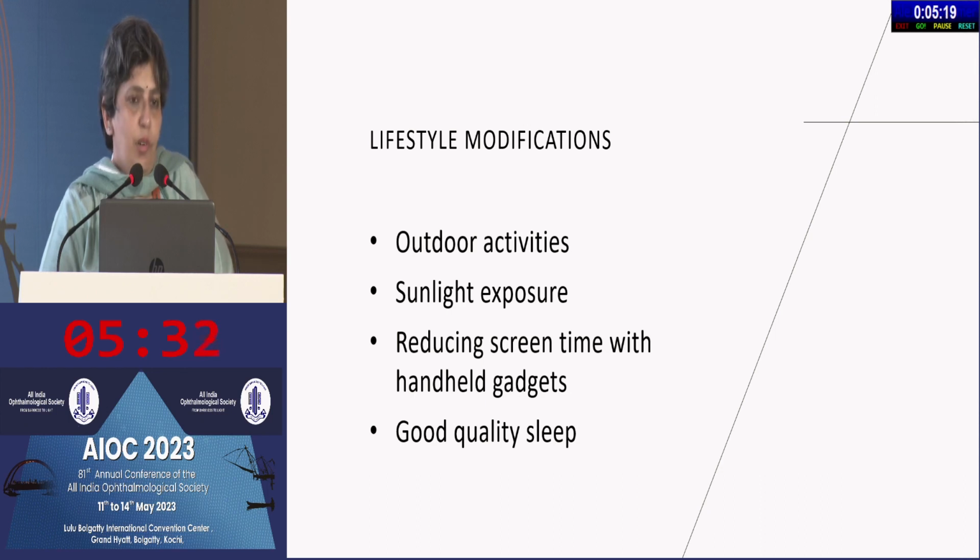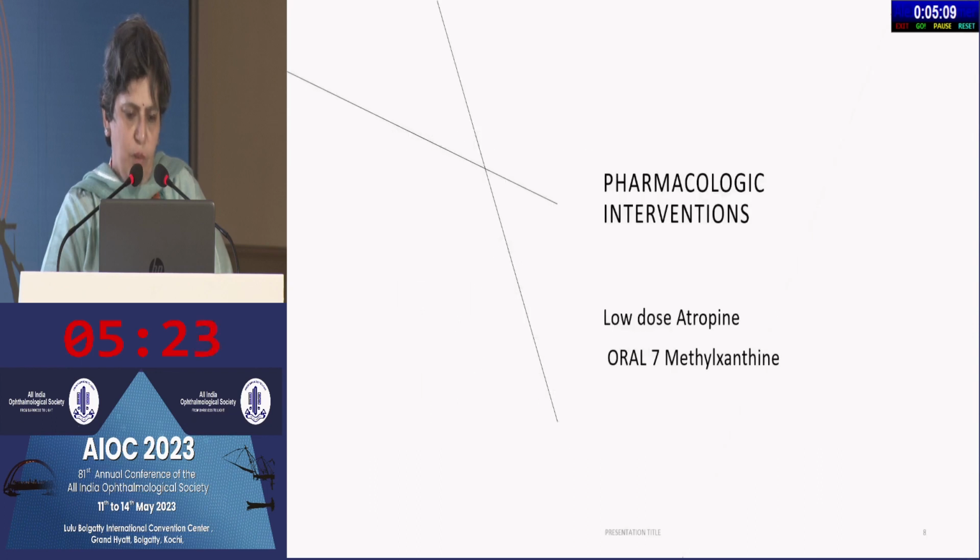So this is something which, for every patient with myopia, along with the first prescription of glasses, you don't have to give low dose atropine, but you need to talk to the parents about all of these points.